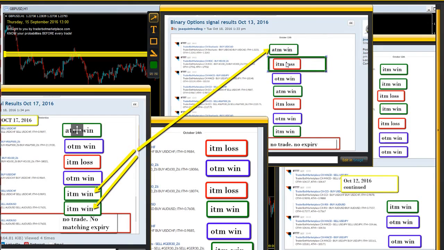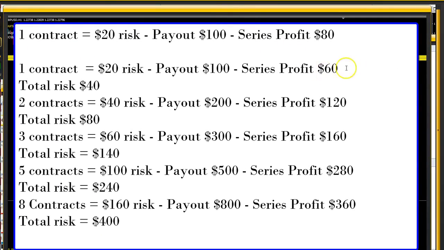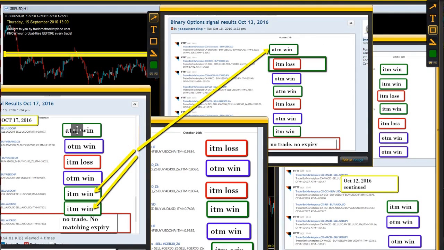Now you lost 20 bucks and you won on the next trade. So what is your overall win between the 2 trades? It's $60 between the 2 trades. You risked 1, lost it, risked 2, risked another one here, and you got a payout of $100 for a total profit of $60. Okay.